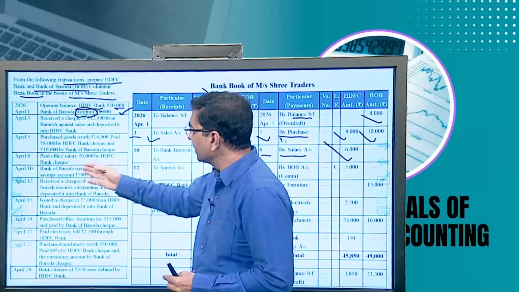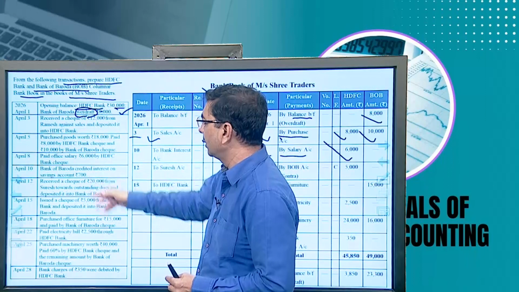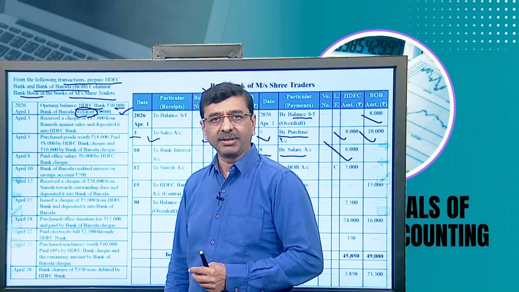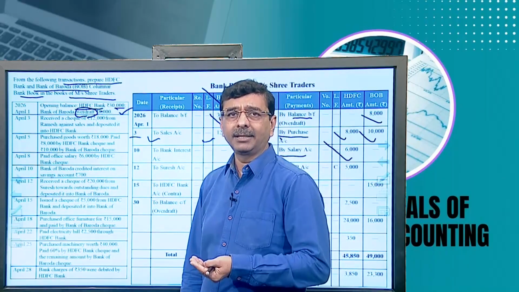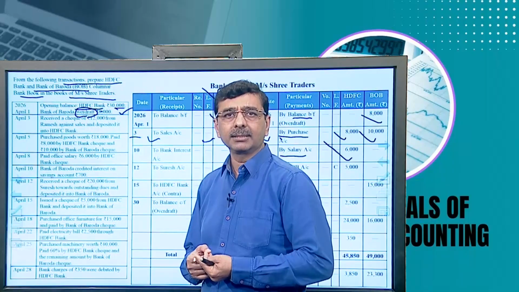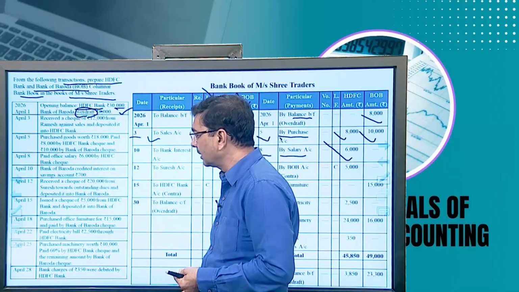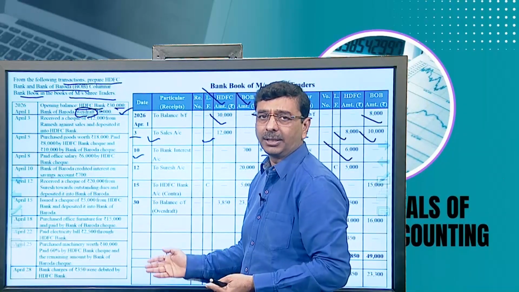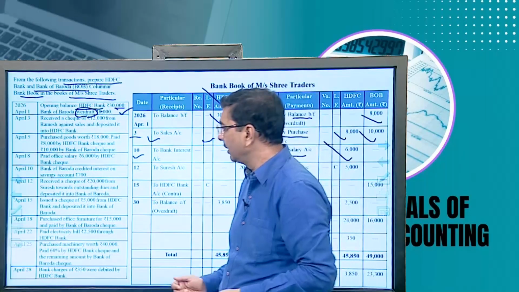Okay, moving next, Bank of Baroda credited interest on savings account 700. So Bank of Baroda has offered you 700 rupees interest. It is your income, which means they have credited it in your account. So definitely it's considered as income and recorded on the receipt side. The transaction is dated on 10th and interest is your income. So to bank interest account, and in the Bank of Baroda column 700 rupees.